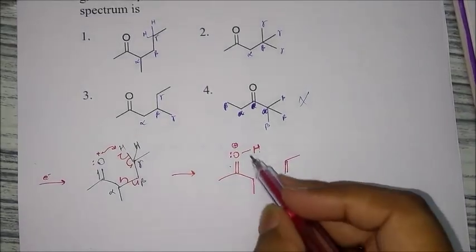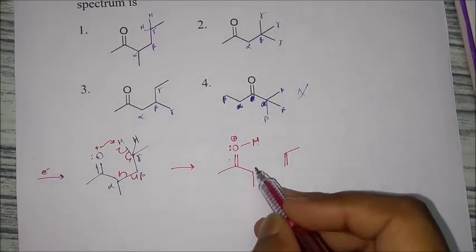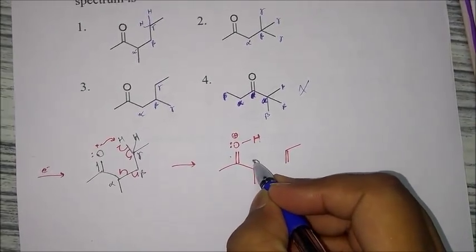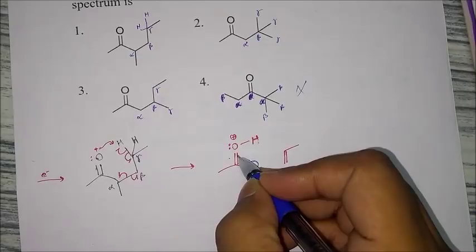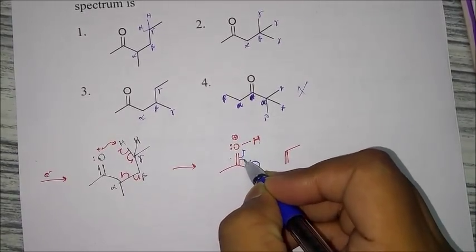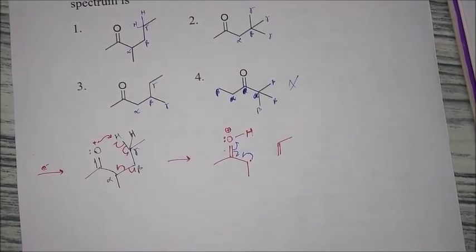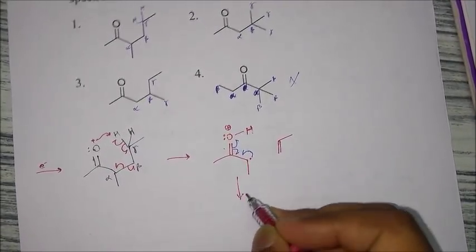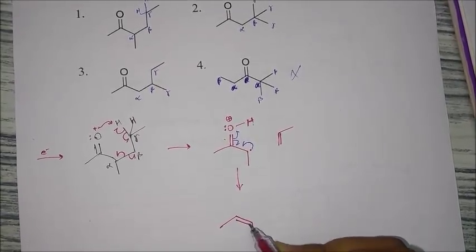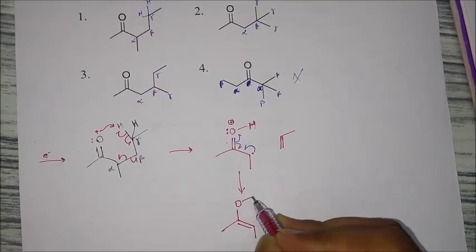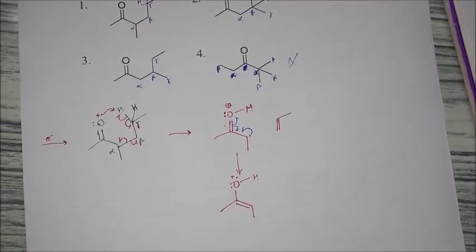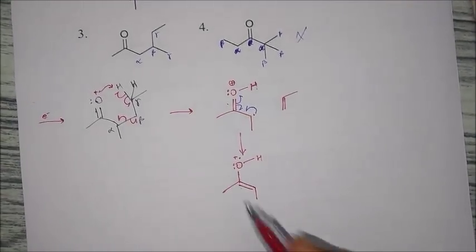Okay, now let's do the rearrangement which is possible here. So what will happen? This radical will go like this and like this. Okay, so from this you will get an enol radical. This is what you will get, an enol radical. Now let's check the molecular mass for this.